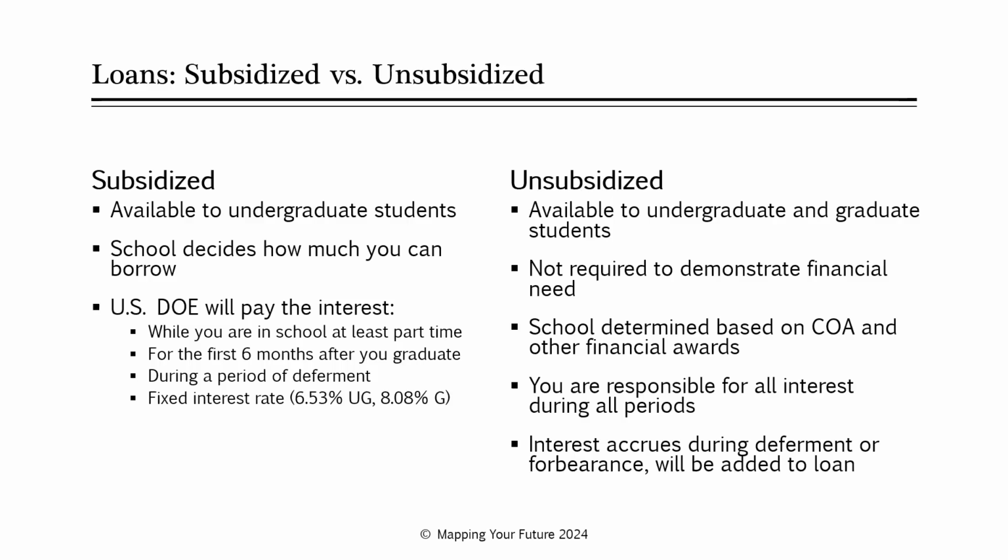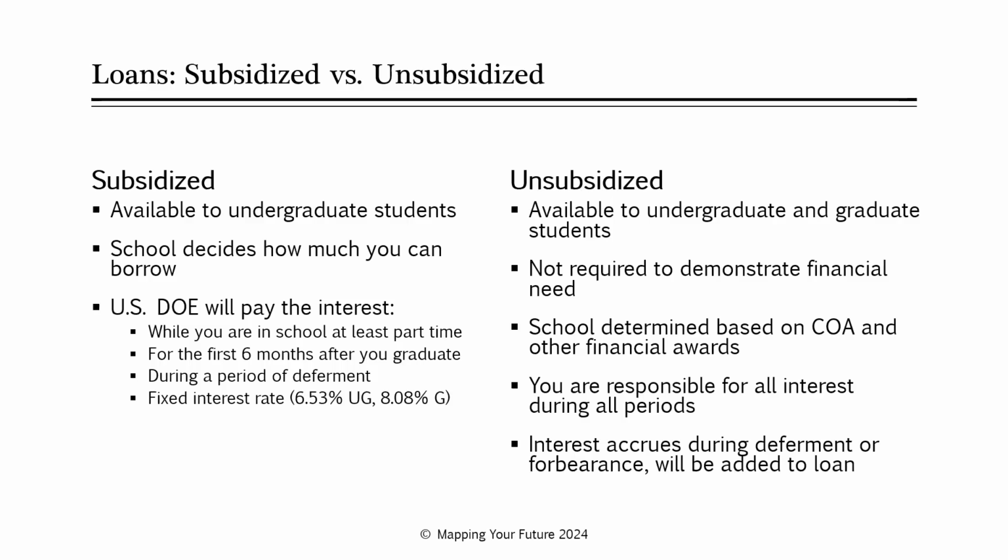The subsidized loans also have a fixed interest rate, so you always know what they're going to be. For undergraduate students, you're looking at around 6.53%, and for graduate students, 8.08%.